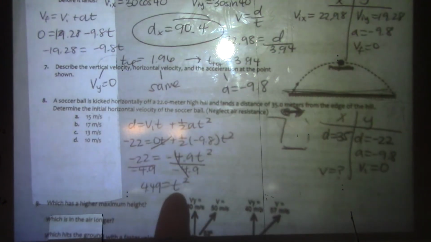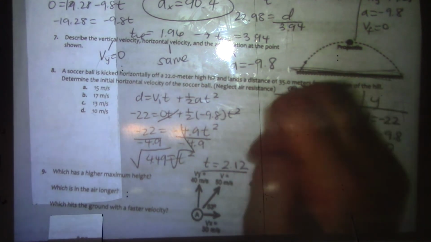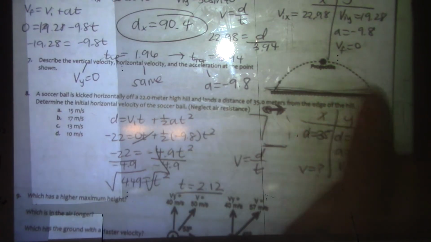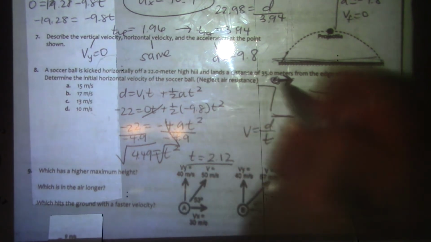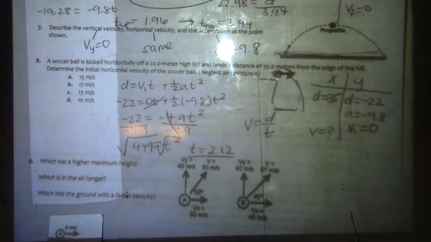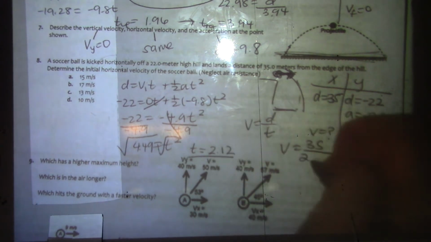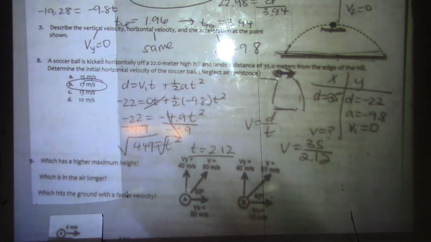That's what t squared is, so I need to square root. That gives me my time is 2.12. Now I have my time, I'm looking for the x velocity, that's going to be v equals d over t. Before, when we were looking for x distance, we had double the time. I do not need to do that here because I'm not going up and down, I'm just falling down. So no need to double it, so v is just the x distance, 35, over the time, 2.12, and that gives me a velocity of close to 17.